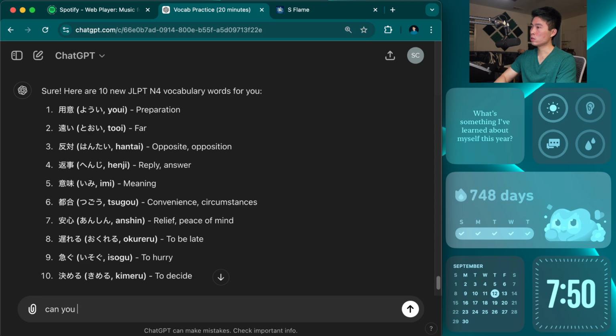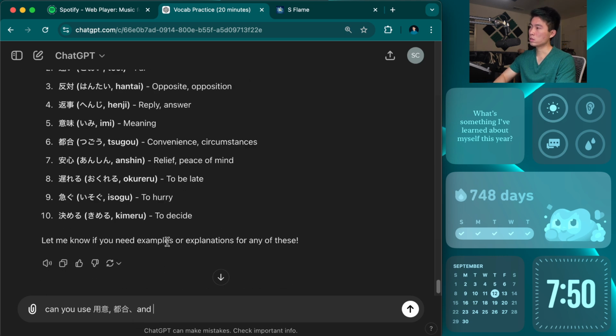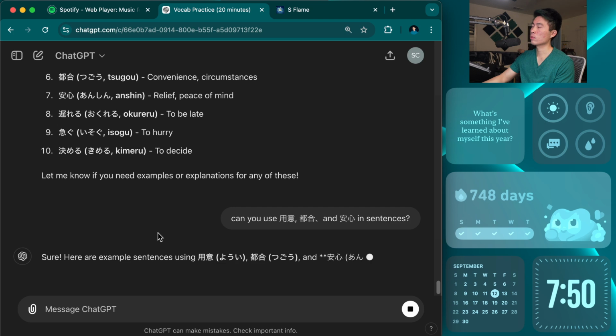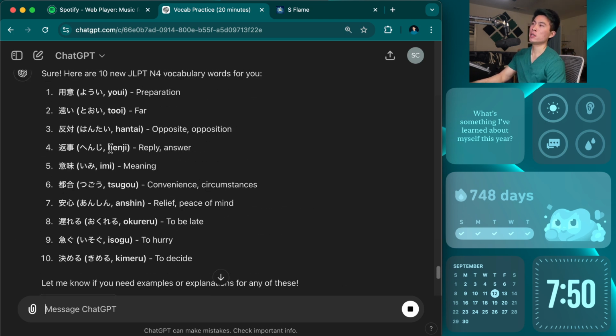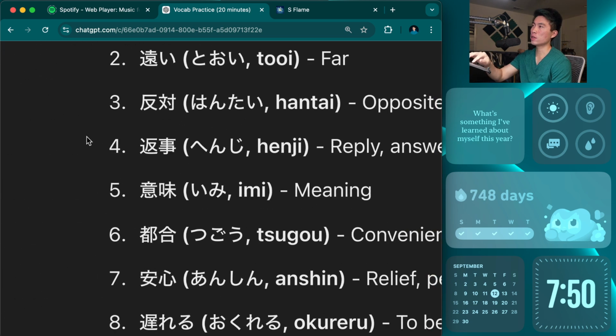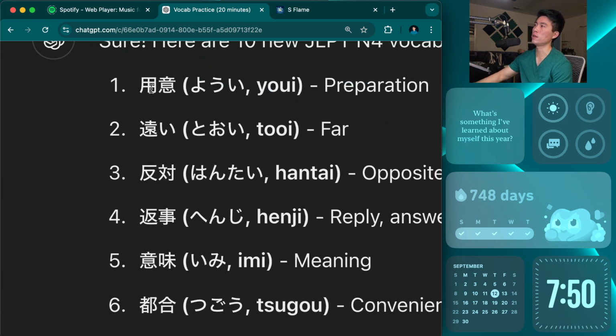So, can you use yoi, tsugo, and let's say anshin as well in sentences. Also, I should be paying attention to the kanji. I know that, so I'll at least look at the kanji. But again, this is just exposure. I'm not going to be able to remember this.